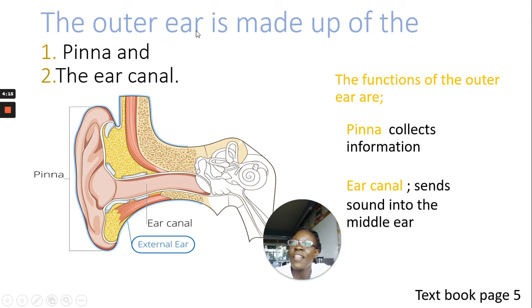So remember, the outer ear is made up of the pinna and the ear canal. The pinna collects information from the surrounding, and then the ear canal sends sound into the middle ear. When the sound is collected, it's channeled through the ear canal, and then it's sent to the eardrum, which is the middle ear. And that one you find it in your textbook, page 5.